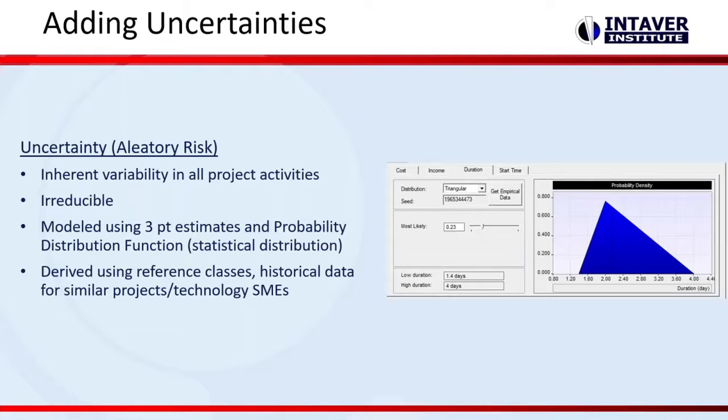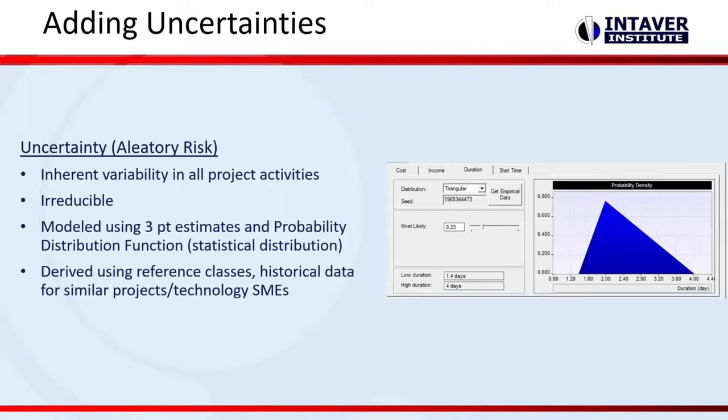We have something called risk bands, where you can characterize it and calculate it based on what we consider low, medium, or high risk. We actually have up to 10 bands, but you can simplify that. But it's modeled using 3 points and that probability distribution function. Again, what we can see right here is a statistical distribution. It's triangular with a most likely of 2 and a low of 1.4 and a high of 4 days.